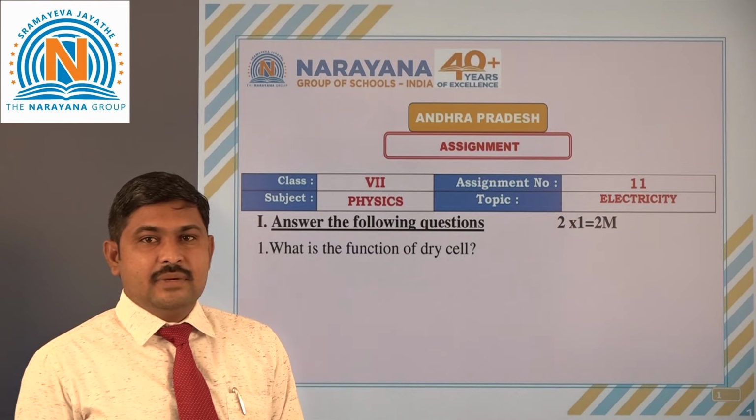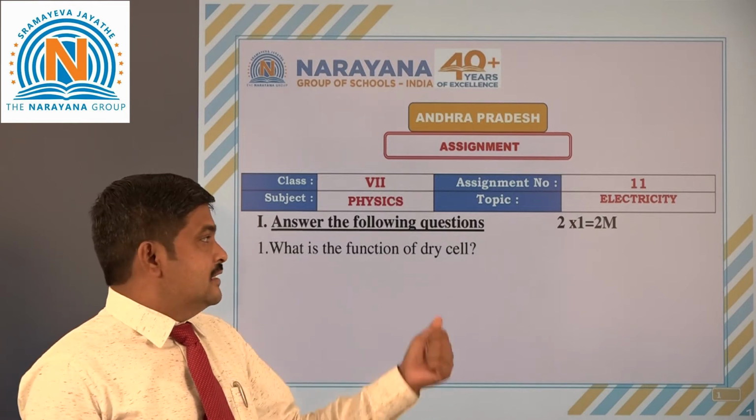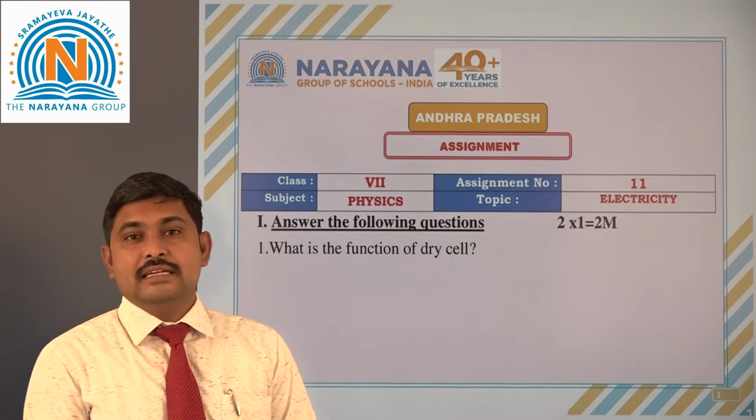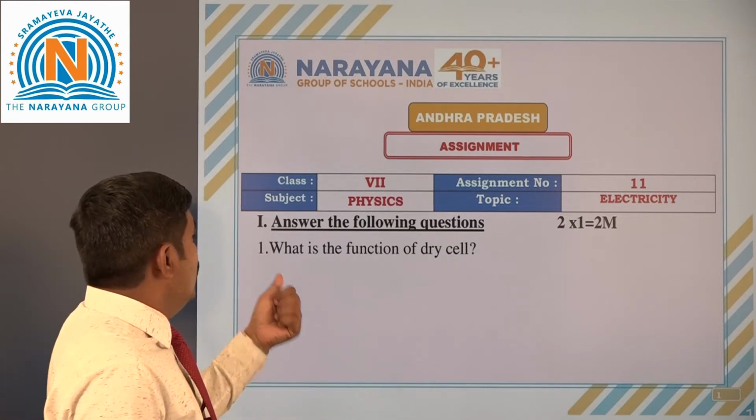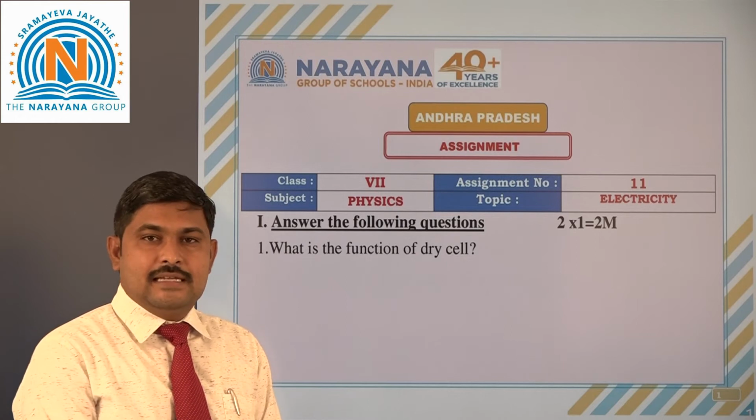The physics assignment 11, its title is electricity for the class of 7th. So here the first question, what is the function of dry cell?